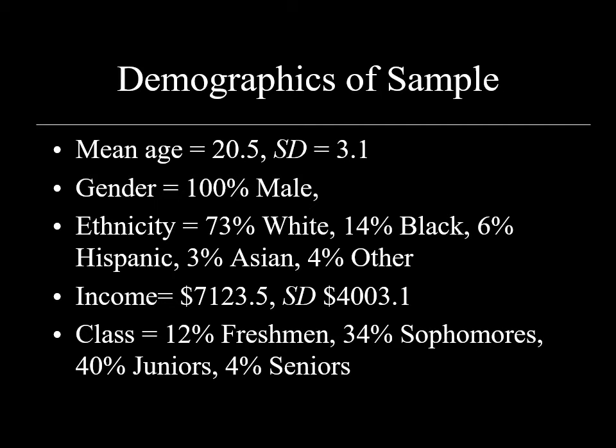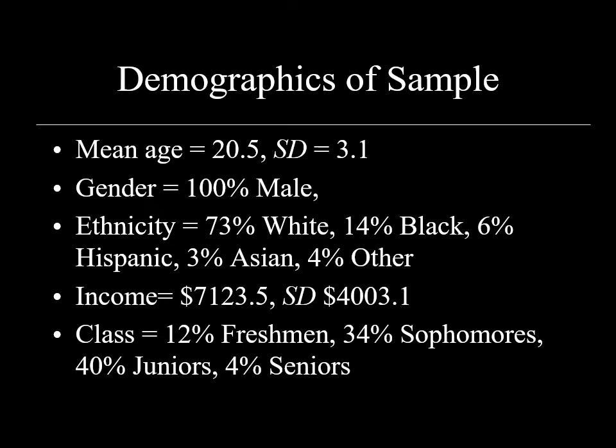Income, again, is a ratio scale. You can make 0 money all the way up to making hundreds of thousands of dollars. And again, the income of the sample was an average of $7,123.5 with a standard deviation of about $4,000. And again, you can see from that standard deviation, there's probably some extreme scores in there as well. Most college students are probably making a relatively small amount of money, but there probably were a few non-traditional students holding jobs that dragged that number up. And finally, what class they were in. Again, that's a categorical piece of information. It'd be inappropriate to report mean or standard deviation.